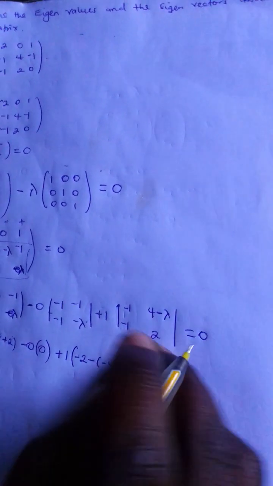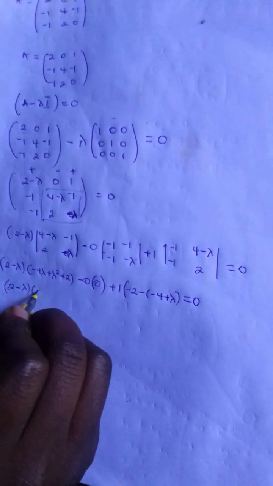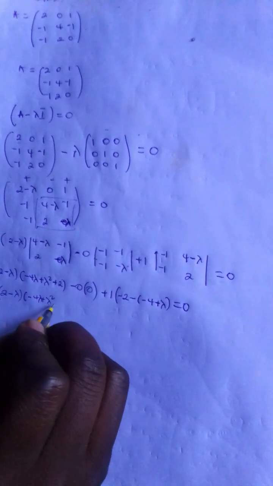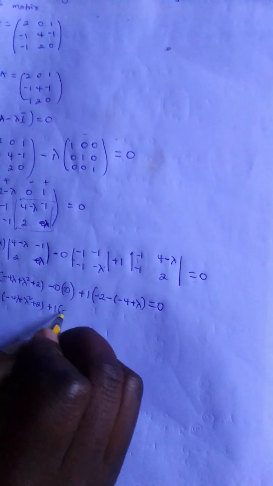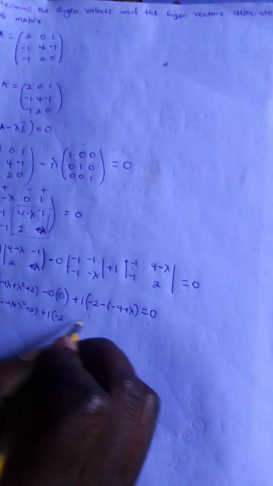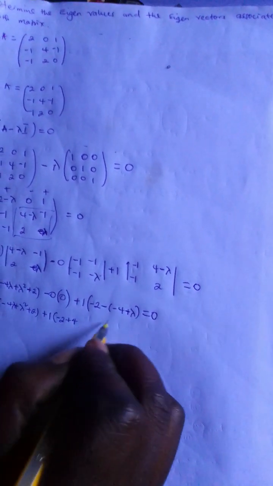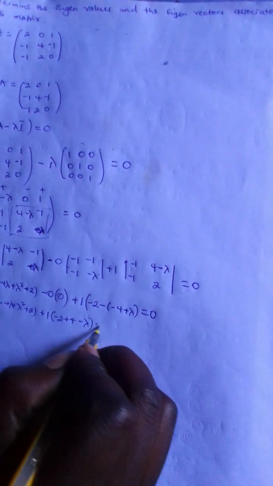Of course, all these are equaling to 0. So from there, then here we shall have to get 2 minus lambda into -4 lambda plus lambda squared plus 2. Then this one is already 0. We shall have to add 1 into -2. Then of course this is negative. When we open up a bracket, it will be plus 4. Then minus minus lambda, which is equal to 0.